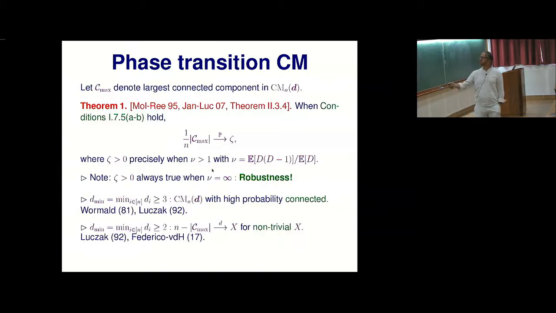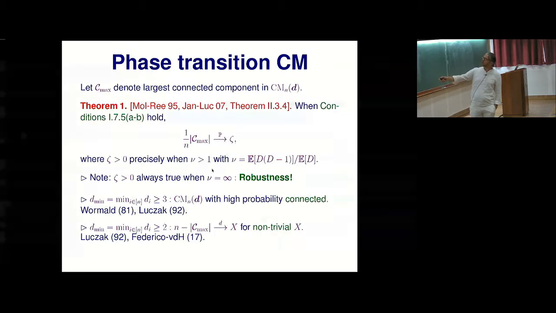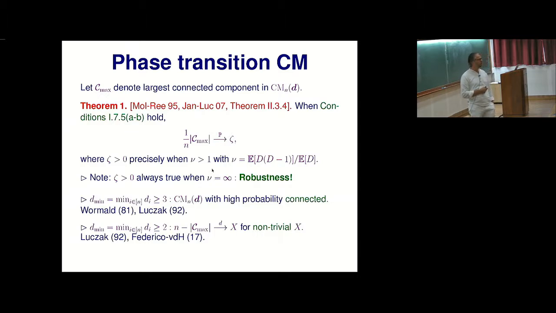There's been a lot of work in analyzing the largest connected component in the configuration model, or in uniform random graphs with the same degree structure. Generally, you can find an explicit criterion that tells you when you have such a giant component. If you look at the size of the largest connected component divided by n, this will converge in probability to some limit. And this limit is strictly positive precisely when a certain criterion holds.